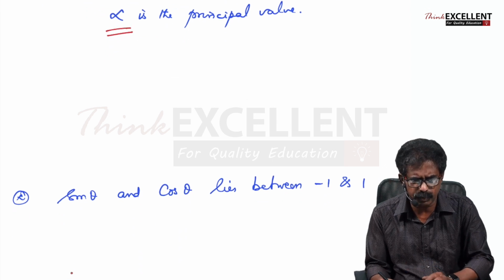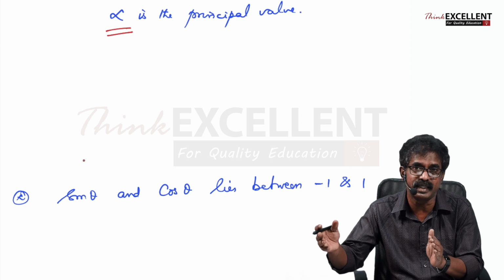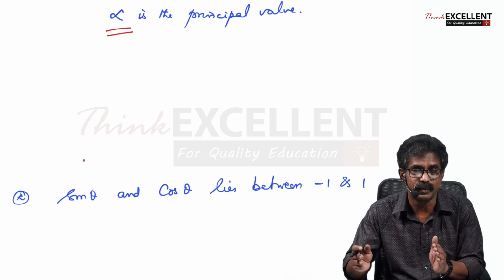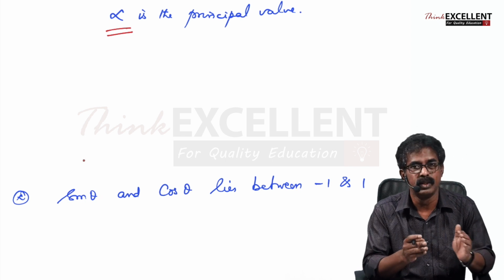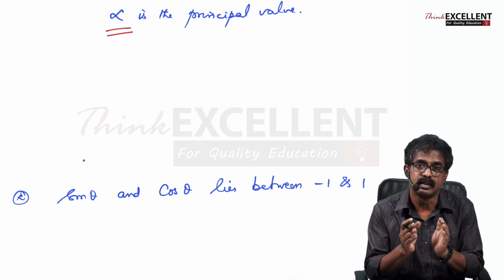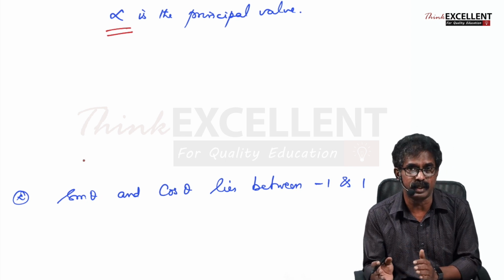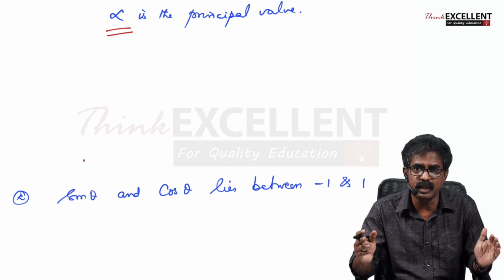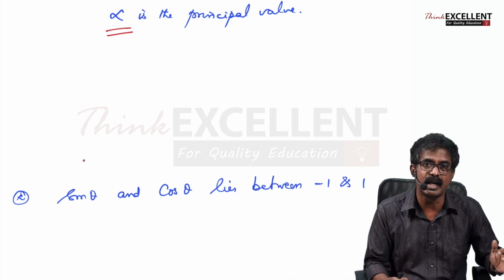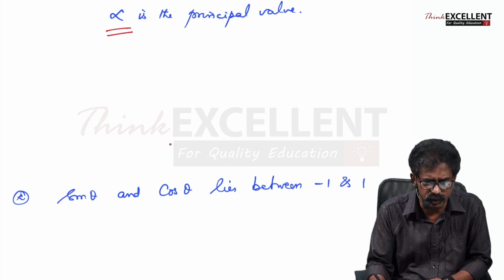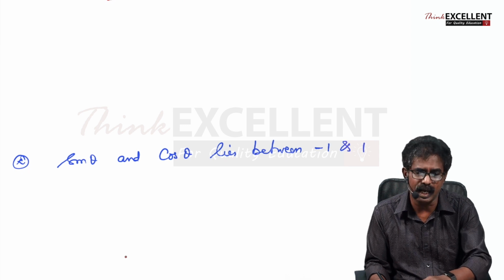Then this one you remember, sin theta, the maximum value is what? If you see the table 0, 30, 45, 60, 90, the maximum value is 1. Minimum value in that table looks like 0, but it goes up to -1. Okay, so that also we'll study later. Sine theta and cos theta always lie between -1 and +1. The minimum value is -1, maximum value 1. It cannot exceed 1, and it cannot take any value lesser than -1.